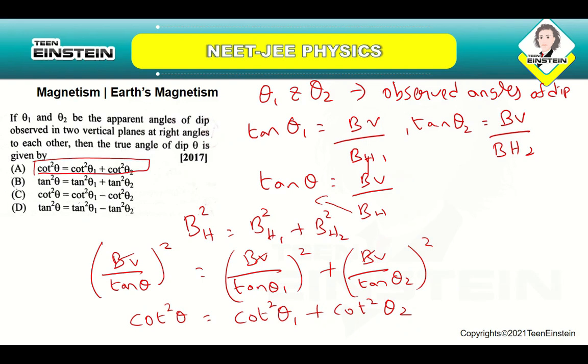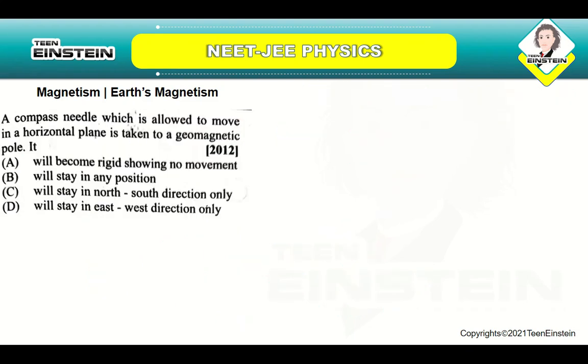So here we are making use of theta 1 and theta 2, which are the observed angles of dip in two mutually perpendicular planes, where theta is the true value of the dip. In that case we have tan theta 1 equal to BV by BH1 and tan theta 2 equal to BV by BH2. So you are just substituting it and finding out the true angle of dip. Okay, so let us now move on to the next question.